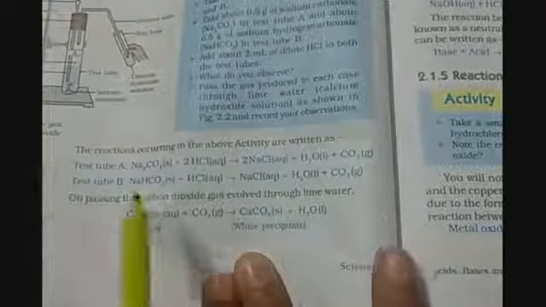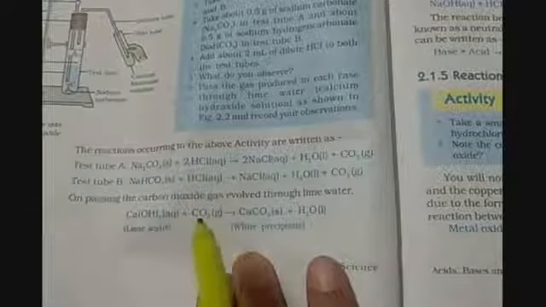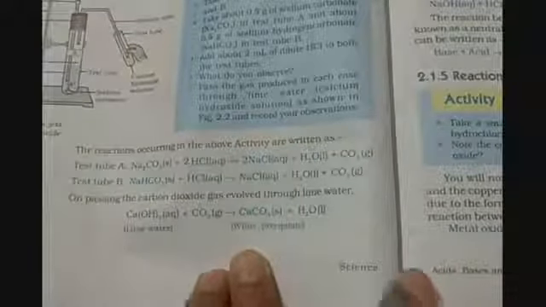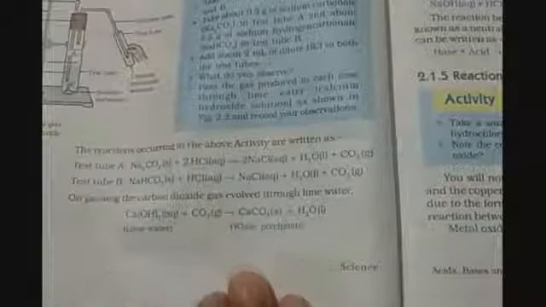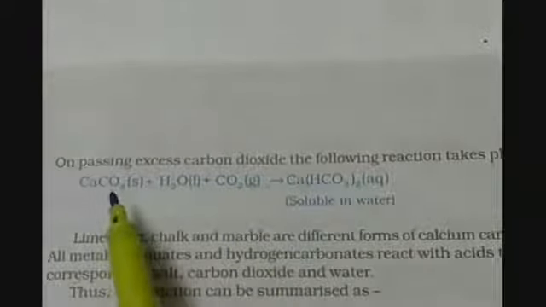Why? Because when carbon dioxide gas is passed through calcium hydroxide, that is lime water, it forms CaCO3, calcium carbonate, which is insoluble in water and gives a white precipitate. That is why the calcium hydroxide solution turns milky. But as more and more carbon dioxide gas passes through this insoluble precipitate, then what happens? Calcium hydrogen carbonate is formed. But this calcium hydrogen carbonate is soluble in water. So the solution will again become clear.